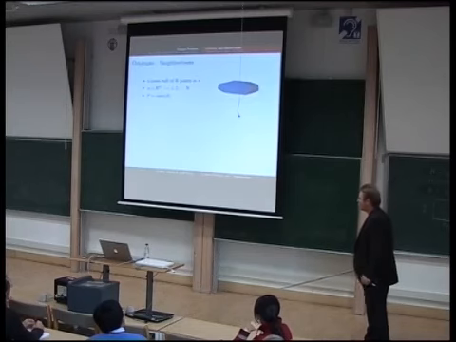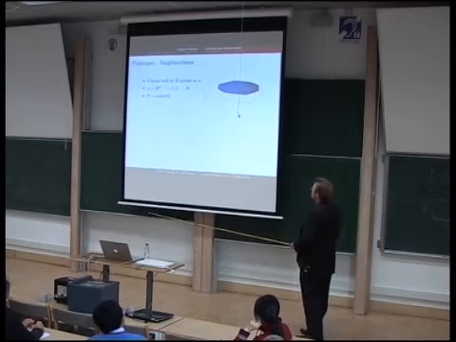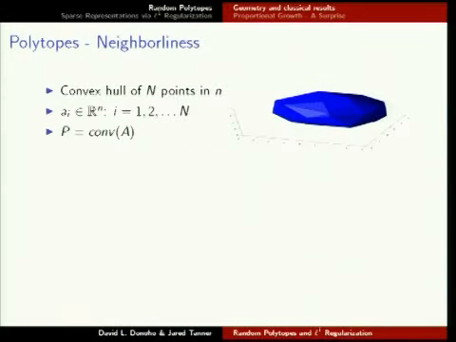Okay, so what is the first notion that we want to talk about for convex polytopes? Well, this is what's called neighborliness. So what we're going to do is we're going to have points in R little n. This is the dimension of the space we're going to be looking at. We're going to have capital N points.